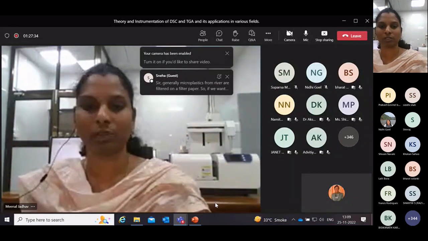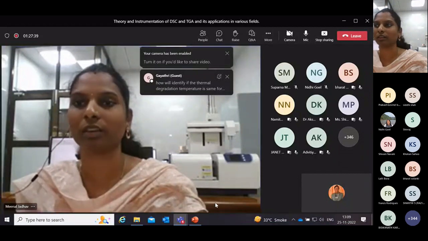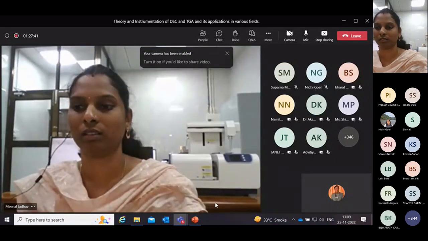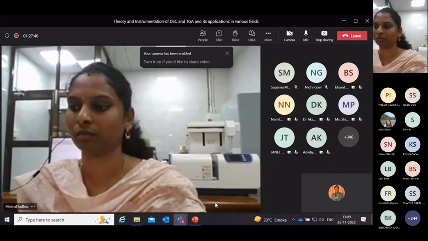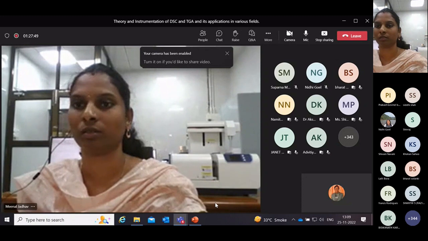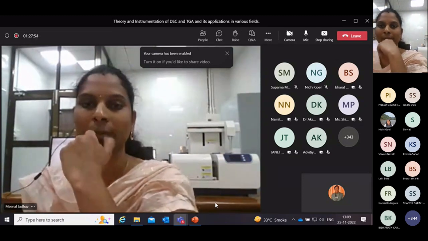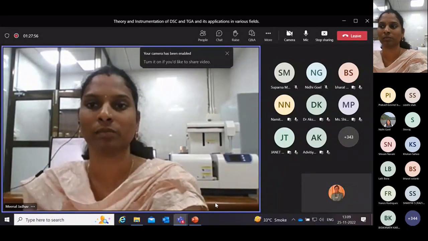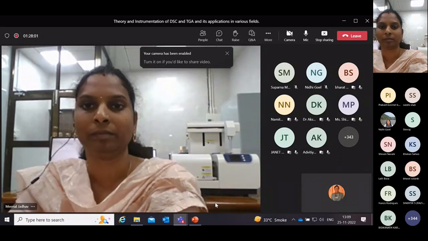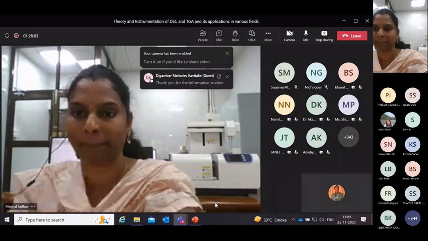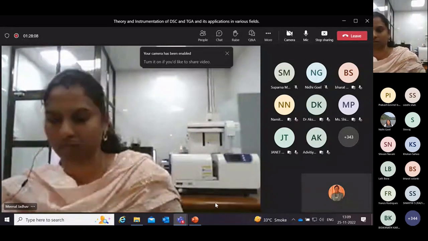Next question is whether heating rate has an effect on the quality of results in TGA? To some extent, yes. If you run at 10 degrees per minute and suddenly increase to 50 degrees per minute, naturally your onset will change. But the composition will not change. The amount of degradation will remain the same. If you have calibrated your TGA at, let us say, 10 or 20 degrees per minute and suddenly go to 50 degrees per minute, the onset temperature may change, but the composition will not change.